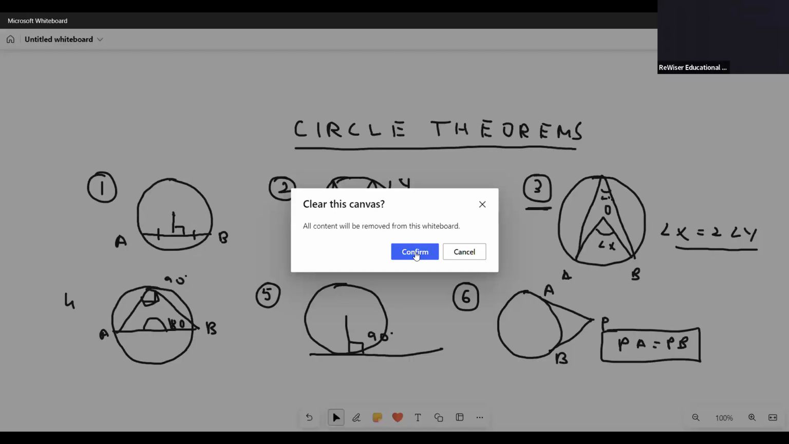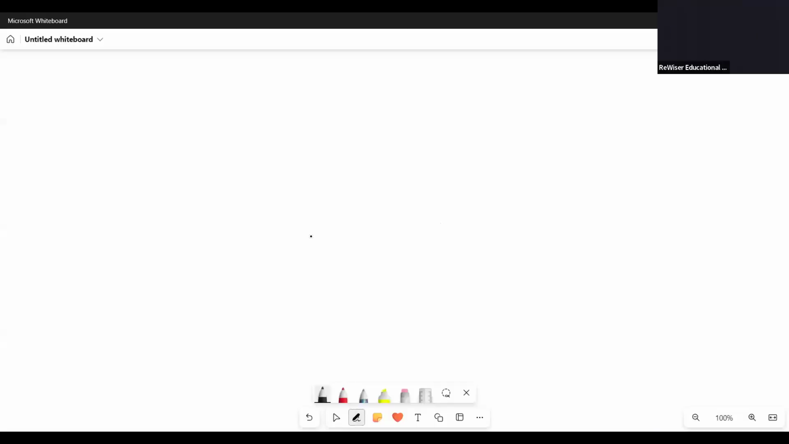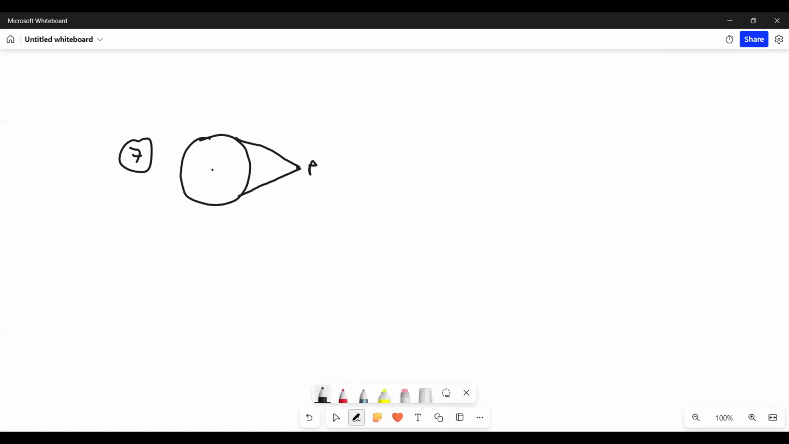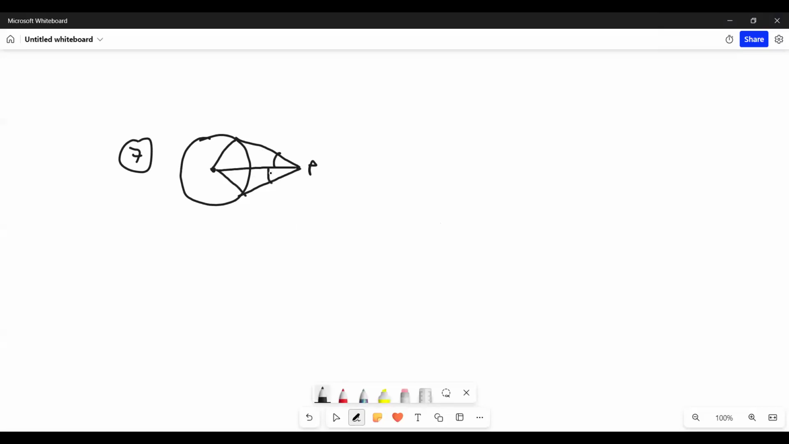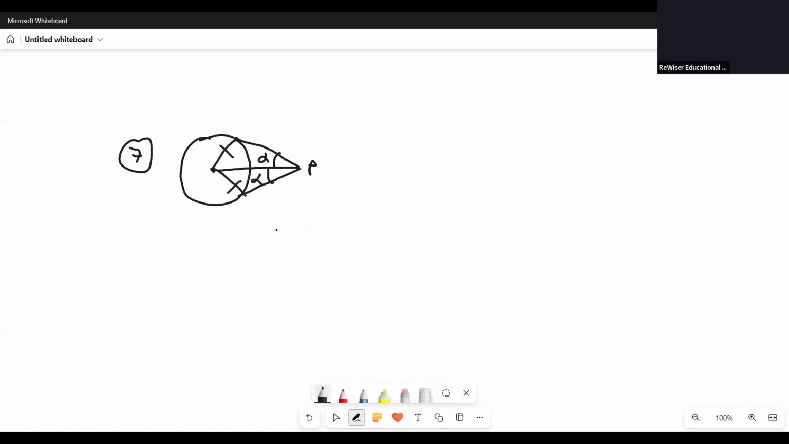So that also means number 7. Suppose that's the circle and that's the point P, and I've drawn tangents from there. So from the center, if I join this, that's the radius, right? So these two angles are also the same, right? Because the opposite side is the radius, right?